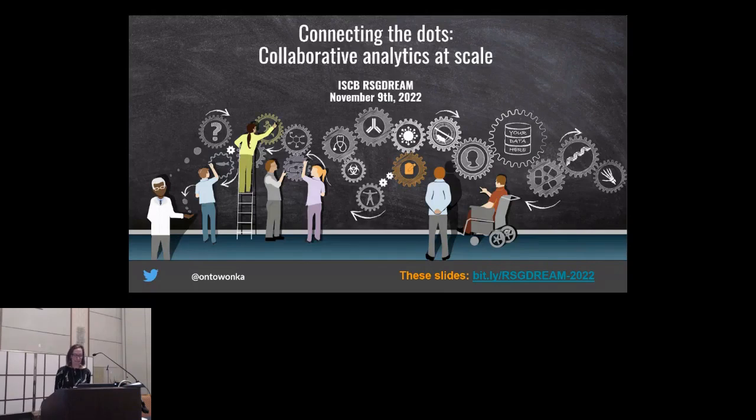Informatics folks there now. So I'm going to talk today about connecting the dots, collaborative analytics at scale. And I think, in the context of the DREAM challenges, you all are presented with or are helping design challenges where you have a training data set that we want to have competitions around, to help develop the best possible machine learning or other types of algorithms to understand key and significant biological questions.